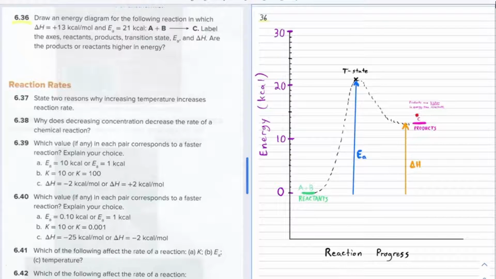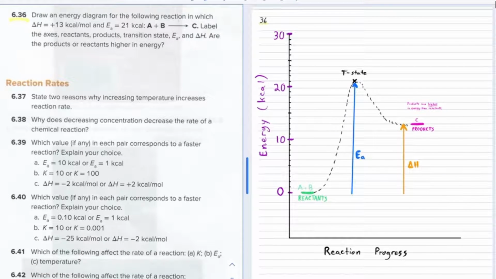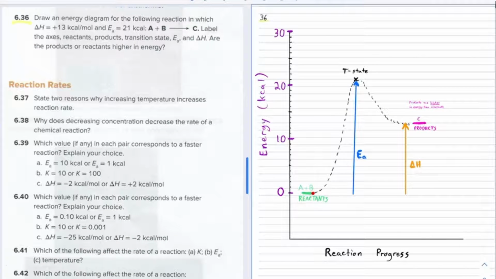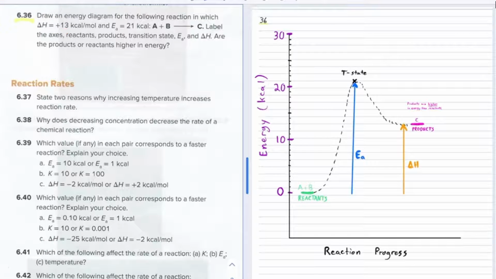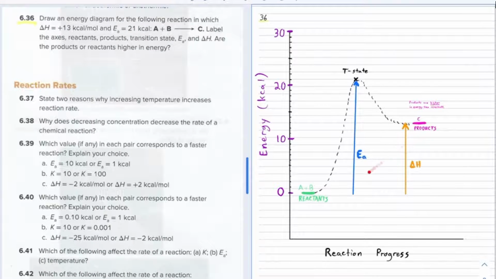Now, the reason I put the products up here and the reactants down there is because we're told that the delta H is positive 13 kilocalories per mole, which means the products are 13 kilocalories higher than the reactants per mole. When the delta H is positive, energy is absorbed overall during the course of the reaction. If you start with this much energy, then energy has to be absorbed overall to get to the products.